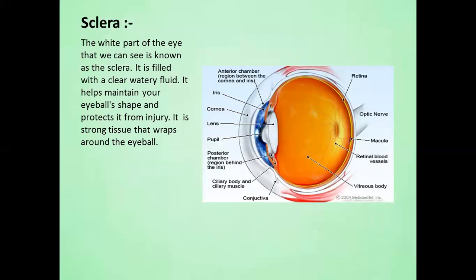Sclera. The white part of the eye that we can see is known as the sclera. It is filled with a clear watery fluid. It helps maintain your eyeball's shape and protects it from injury. It is a strong tissue that wraps around the eyeball.